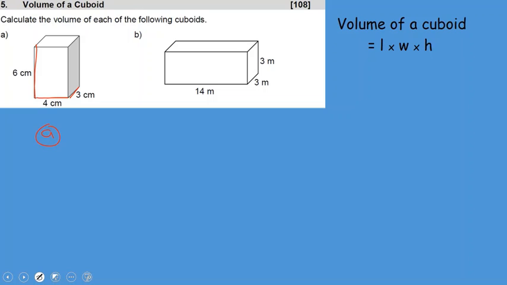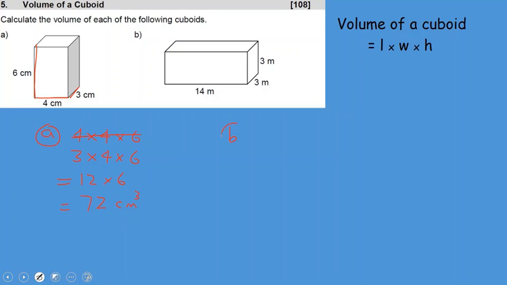So we're going to multiply 3 by 4 by 6. So 3 times 4 is 12. And then 12 times 6 is 72. So let's think about the units now. So we've got lengths in centimeters, and we're doing volume. We've multiplied 3 lengths together. So our unit for volume is centimeters cubed.